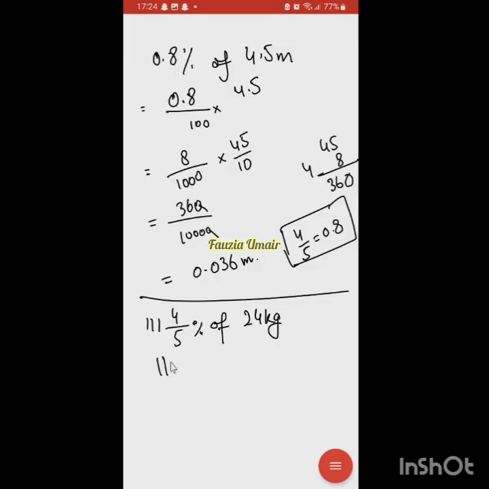Ma'am, are we changing this into an improper fraction or not? I told you earlier that if we change to an improper fraction and convert, the answer will be the same. So this 111 is already a whole part, so we will just write it in the whole part. So 4 by 5 is 0.8.